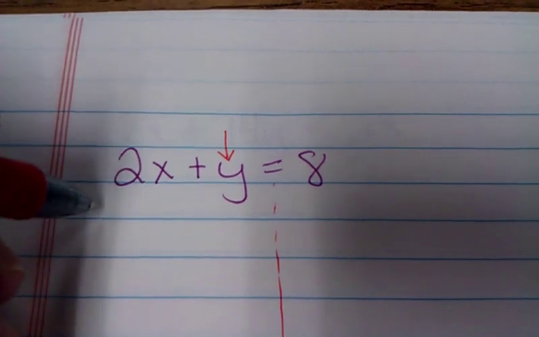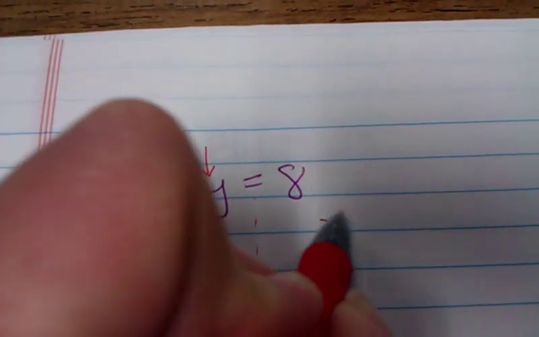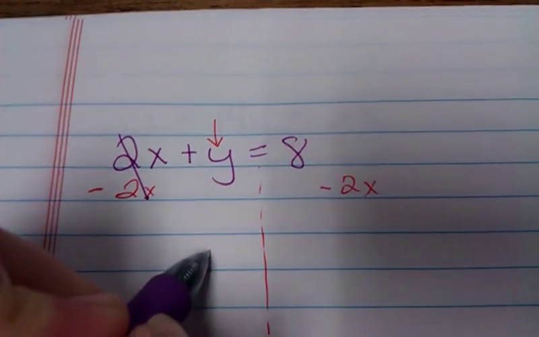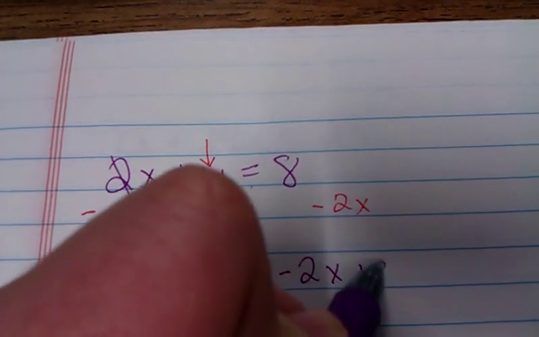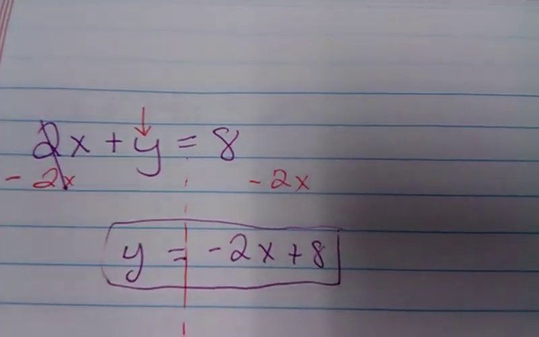To move it to the other side, I need to do the opposite, and I will subtract 2x from each side. Once I do this, this equals 0, and I get y equals negative 2x plus 8. Now it is in slope-intercept form.